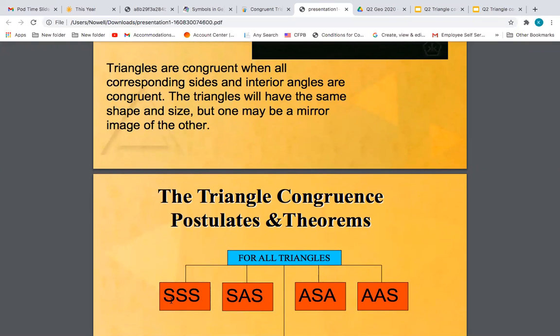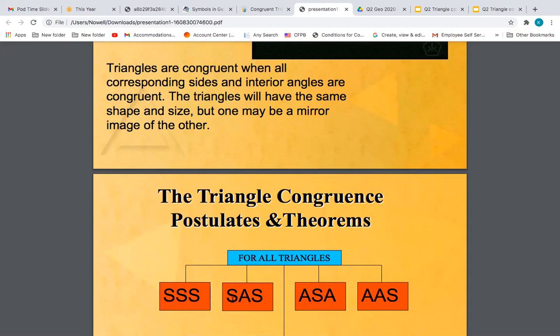What we need is what's called SSS, which means sides, which is three sides. So if you take two triangles, and the corresponding sides of those two triangles are congruent, or exactly equal, then those two triangles are congruent. In that case, we don't need to worry about the angles.